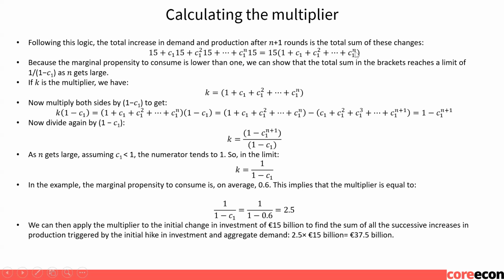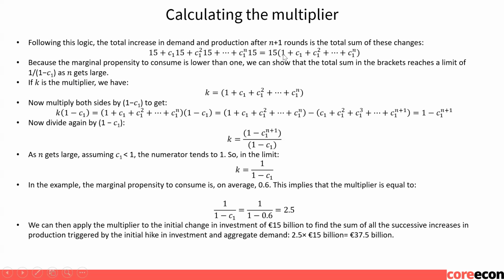Well, what do we know about this? We want to show something a bit tricky to show. We want to show that the total sum in the brackets here reaches a limit of 1 over 1 minus c, as n gets large, right? So as we give it more and more and more time, it's going to turn into 1 over 1 minus c. That's what we argue.